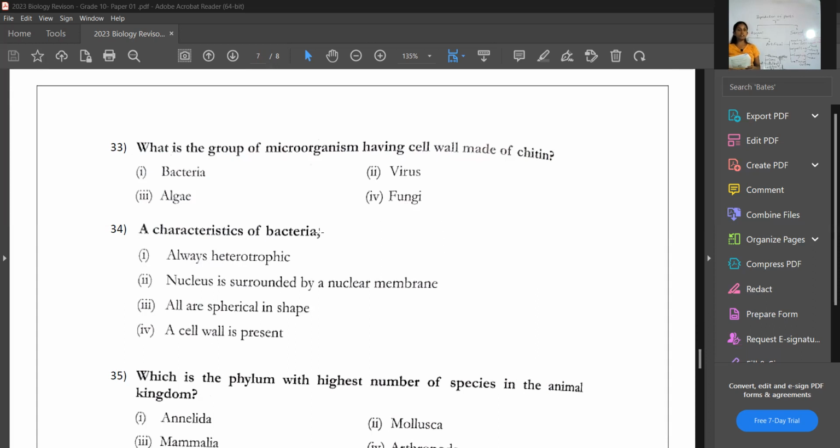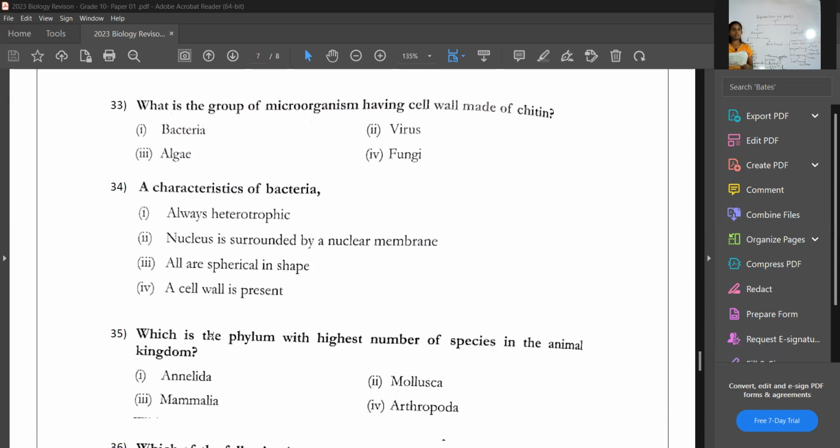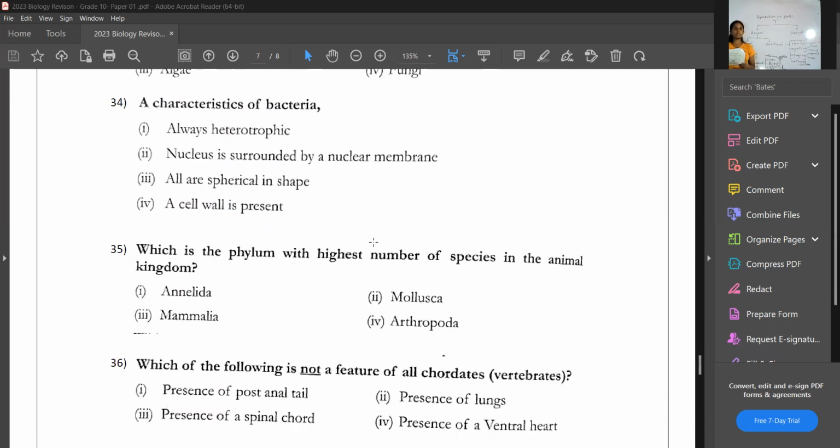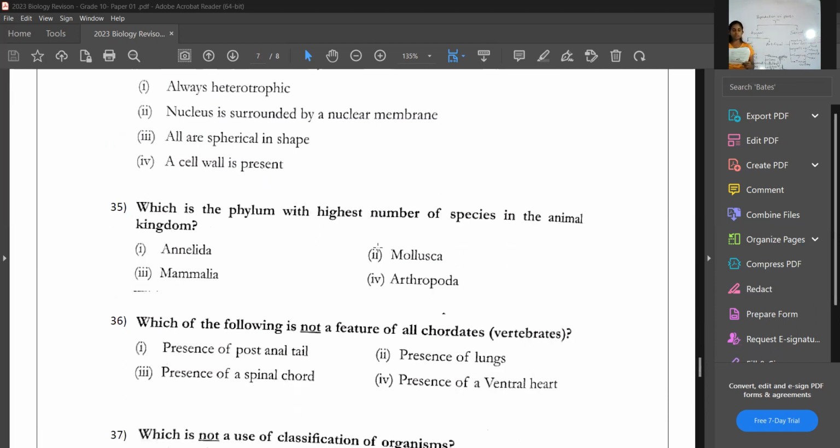A characteristic of bacteria: a cell wall is present. Fourth one, cell wall is present. 35. Which is the phylum with the highest number of species in the animal kingdom? Yes, that is Arthropoda. 75% of the animals belong to this one, Arthropoda.